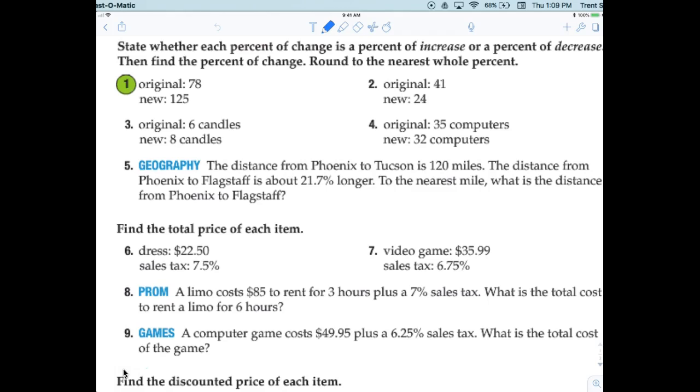From 78 to 125, is that an increase or a decrease? Increase. So who remembers last year our unit on percent of increase? Who can tell me what the formula is to find the percent of increase? Listen carefully. Is it old over new? New over old? Is it new minus old over old times 100? Okay, I like that.